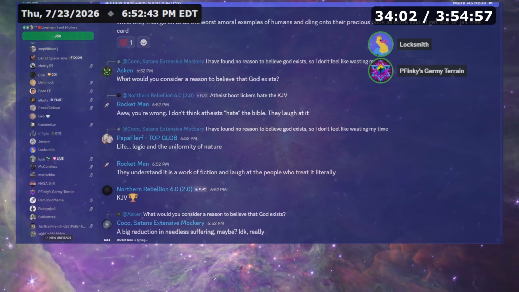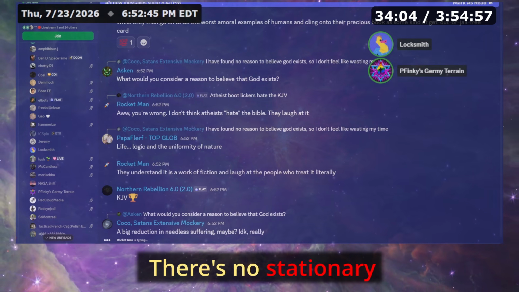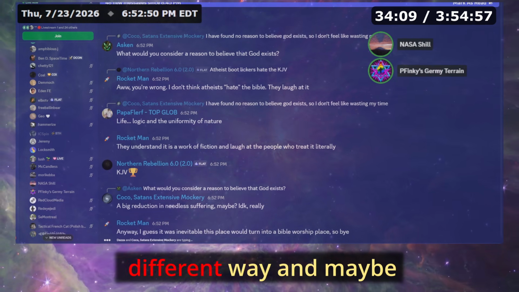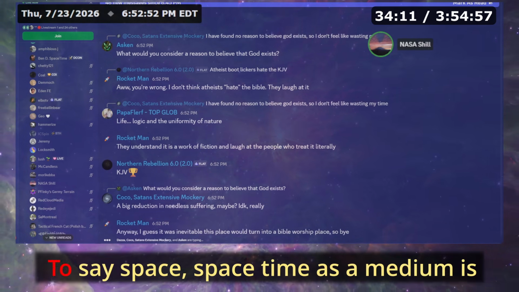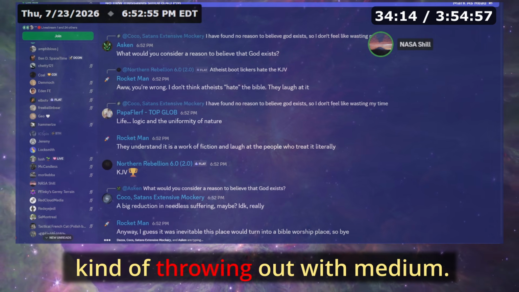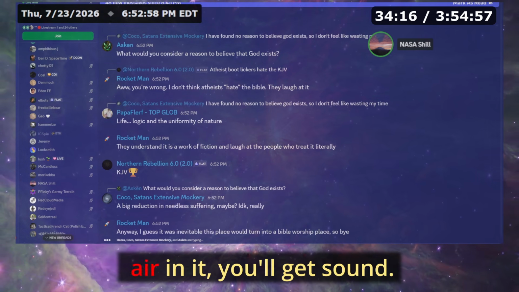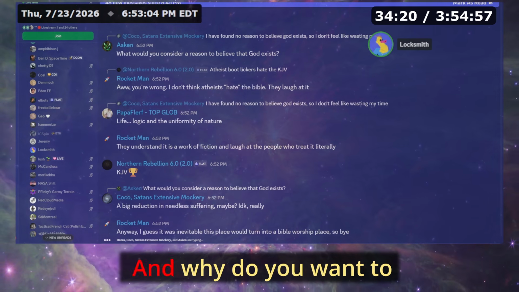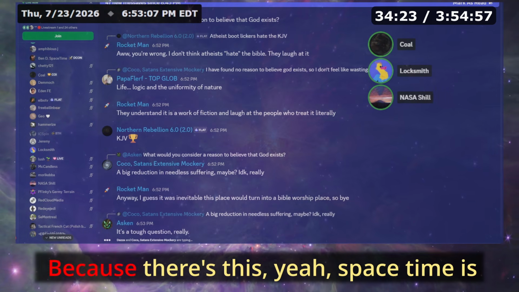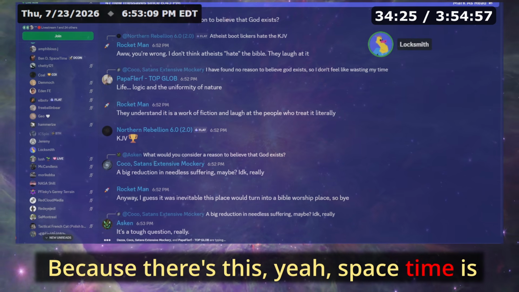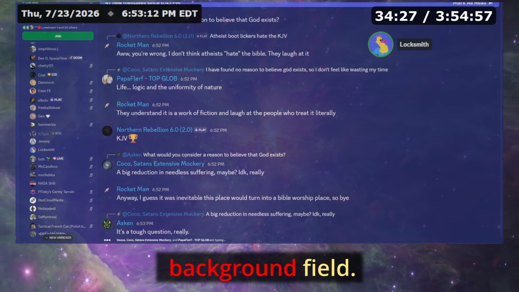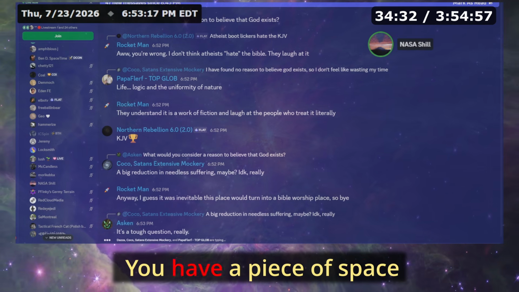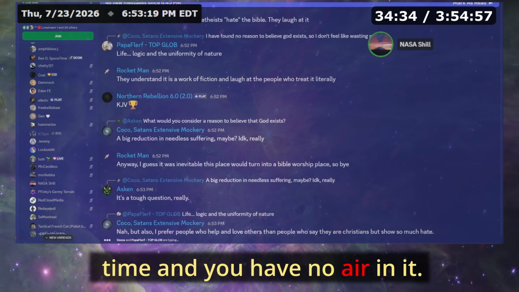But there's a space-time field, right? There's an ever-present space-time stationary luminiferous ether. But you could define it a different way and maybe find evidence for something. To say space-time is a medium is kind of throwing out what a medium is. Because if you have space-time with air in it, you'll get sound. You have space-time with no air in it, you'll not have any sound. And why do you not want to talk about light? Because space-time is the absolute background field, which you need for light to be observed and be visible. You have a piece of space-time and you have no air in it, and you will not have any sound.